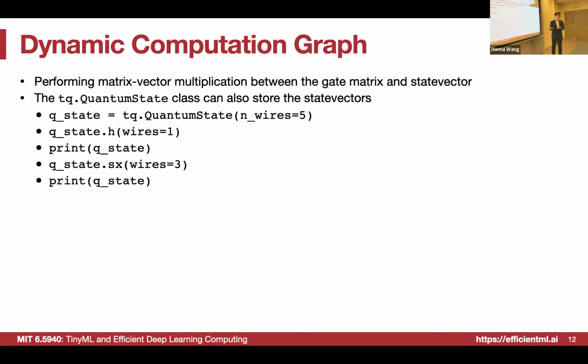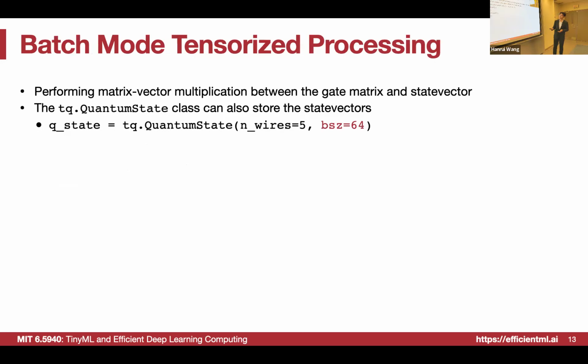So it's just like a dynamic graph. After you call this operation, all the states will be changed, instead of a static graph where you construct the graph and then do the compilation optimizations. That is the way it works in some other frameworks like Qiskit or TensorFlow Quantum.